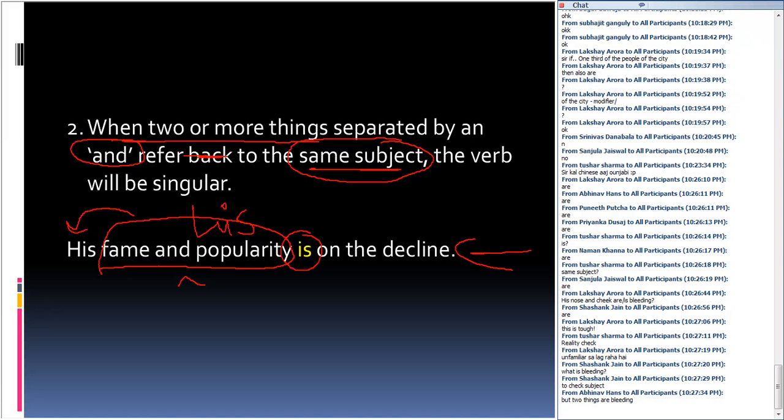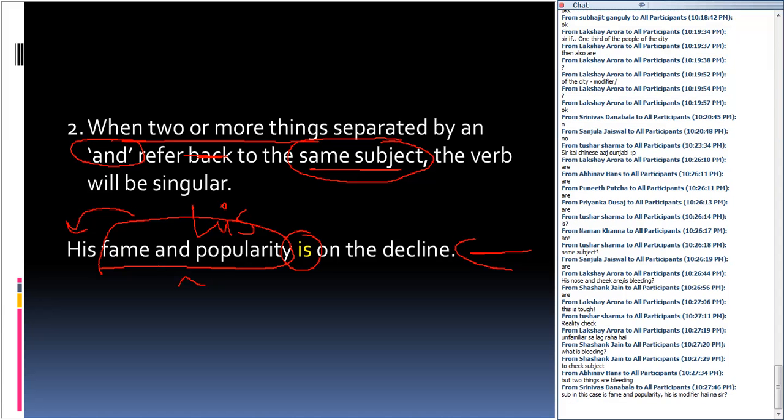हाँ शशांक, what is bleeding, but किसका bleed हो रहा है? बात किसके बारे में कर रहे हो? एक ही इंसान है ना. Yes, but they belong to one person only. अब ऐसे तो मैं बोलूं किसका फेम और पॉपुलैरिटी डिक्लाइन पर है, तो आप तो बोलोगे आई एम नॉट टॉकिंग अबाउट हिज, आई एम टॉकिंग अबाउट फेम एंड पॉपुलैरिटी, सो सेम यू विद द सेम लॉजिक वो नोज एंड चीक वाला भी आएगा.